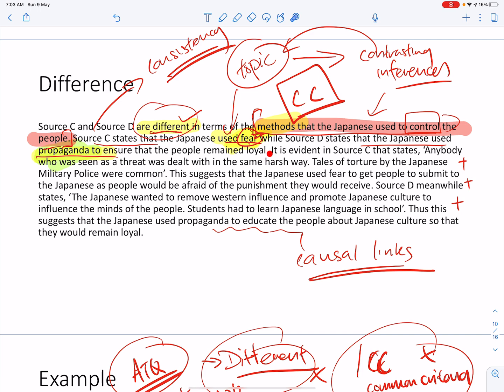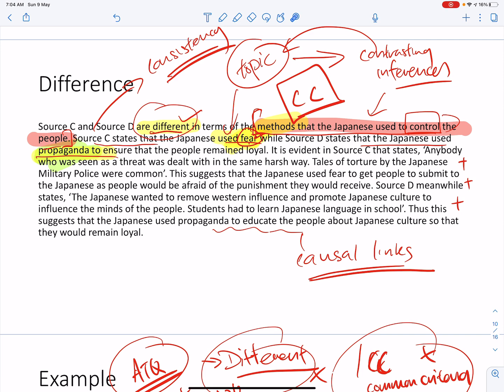Then I move on to my evidence from C. How do I know that C is fear? Because it says anyone who was seen as a threat would be tortured and military police were common, implying that they use fear indeed to get people to submit. So I explain, right? Explain by providing my causal links: fear, afraid, punishment, receive. Okay? So my causal links are very strong here in my explanation.